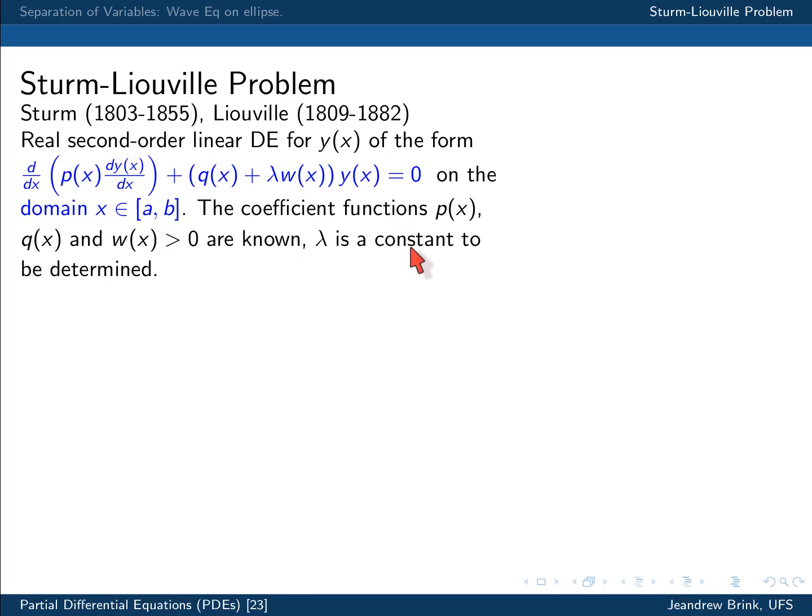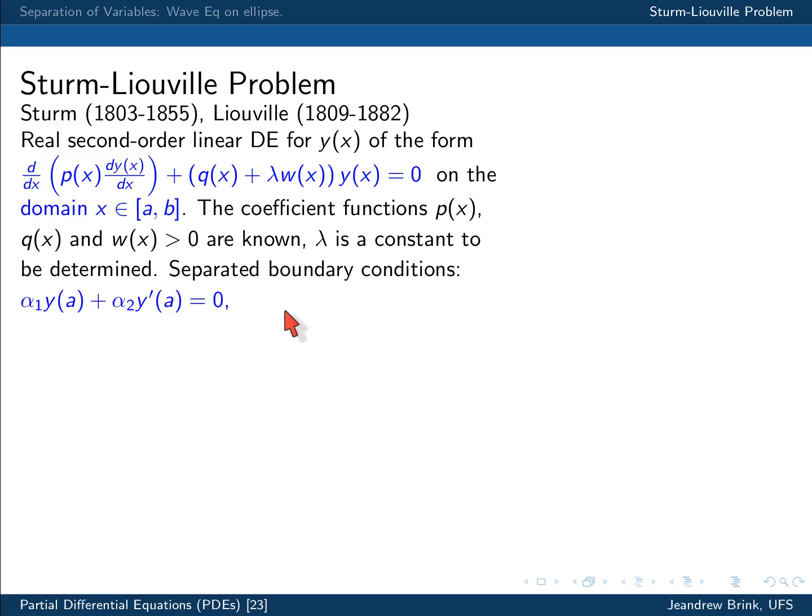Lambda is a constant, but it is not a given constant. It's a constant that you're going to be determining, because it turns out that the way that we specify this problem with this differential operator, in addition to the boundary conditions we're going to specify, it's not always possible to find a solution for any lambda.